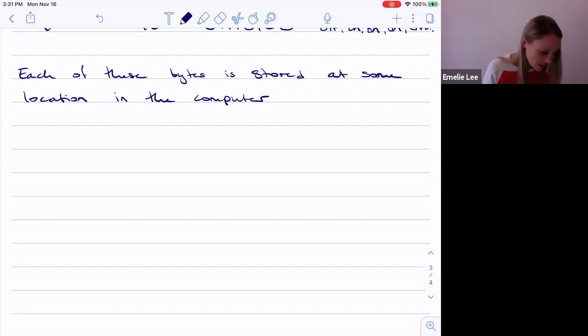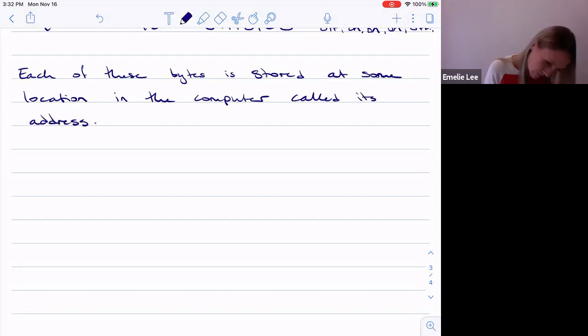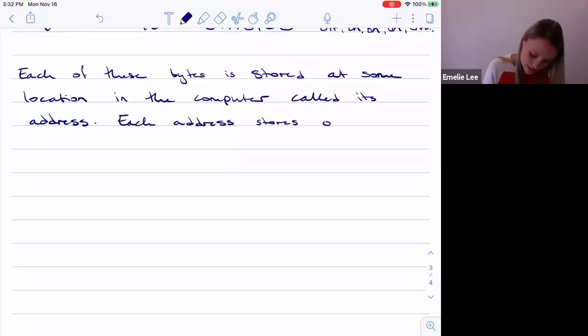So at some location in the computer called its address. So each address stores 1 byte of information.